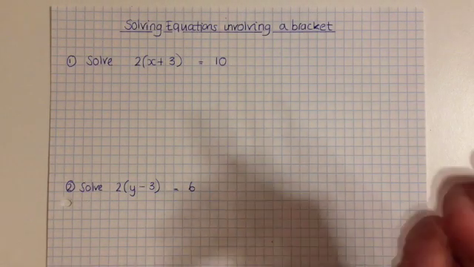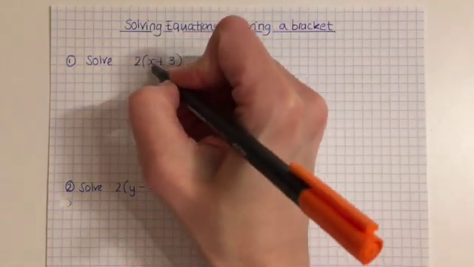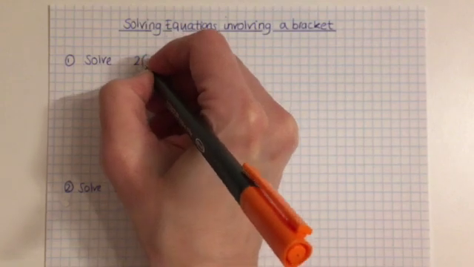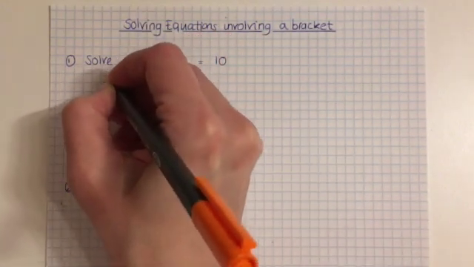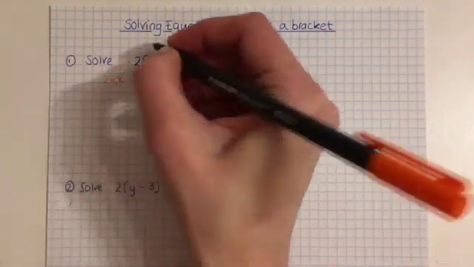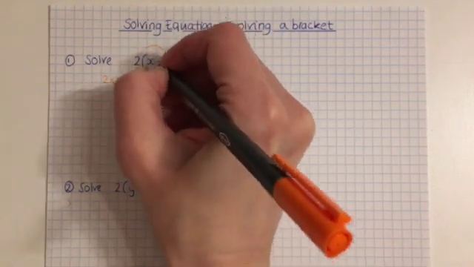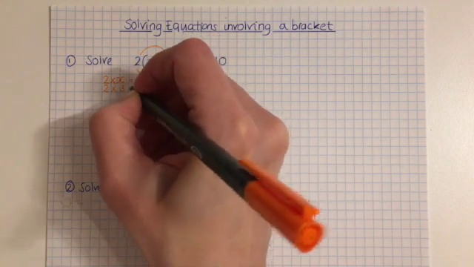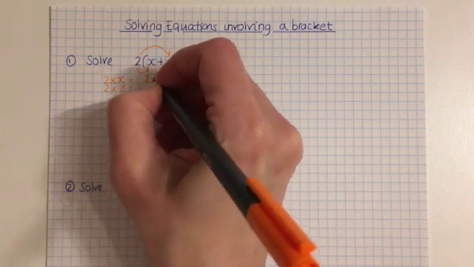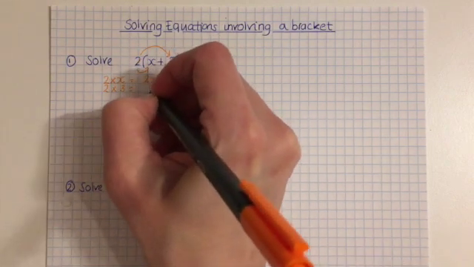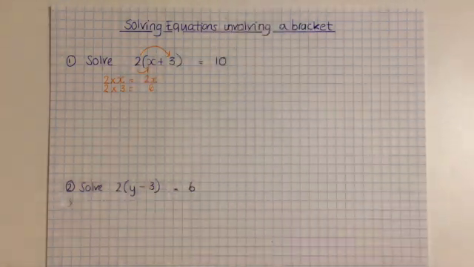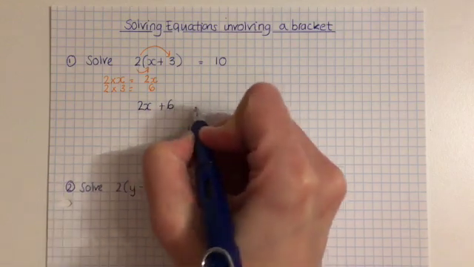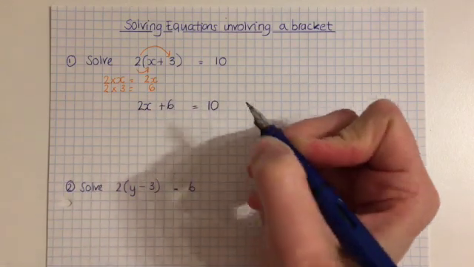And what you have to remember is whatever is on the outside, it's multiplied by both parts on the inside. So I'm going to do this multiplication. So I've got 2 times x. And I've also got 2 times positive 3. So 2 times 3. Okay. So my answers here, 2 times x is just 2x. 2 times 3 is 6. So if I write this out now, what I've got is 2x plus 6 equals 10.